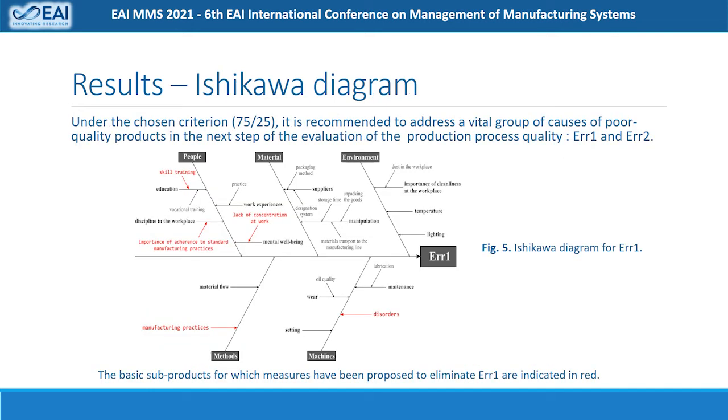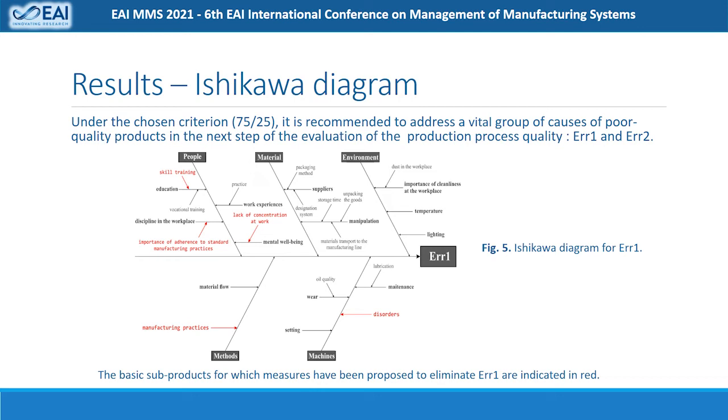Results of Ishikawa diagram. The Ishikawa diagram, or fishbone diagram, is an appropriate tool for solving problems arising from the results of Pareto analysis. Under the chosen criterion, 75/25, it is recommended to address a vital group of causes of poor quality products in the next step of the evaluation of the quality of the production process. In the case of the monitored production process, these are errors, missing pin, and missing part.